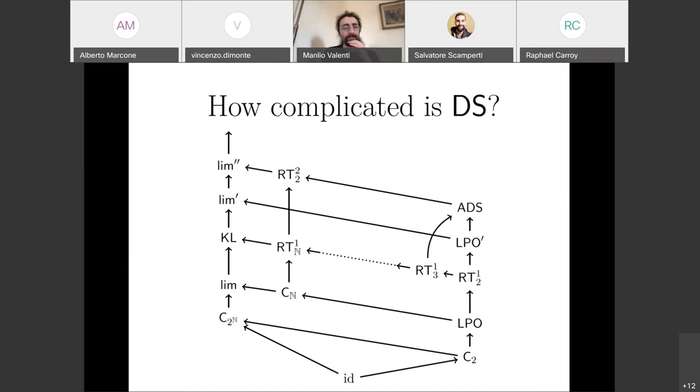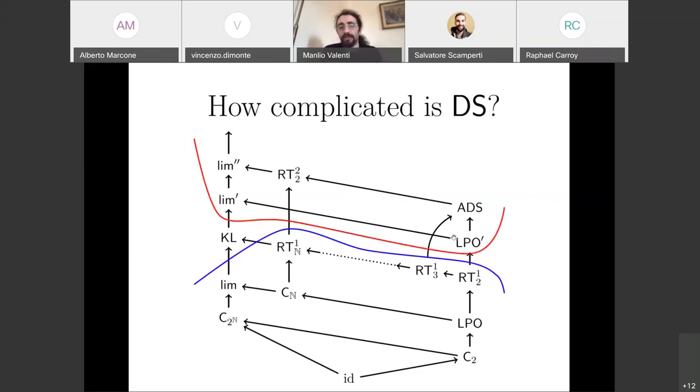The thing is that we know that DS only computes the things that are below the blue line. On the other hand, by transitivity, we know it does not compute LPO prime and therefore does not compute anything above the red line. In particular, ADS here, which I mentioned at the beginning of the talk, is going to be incomparable with DS. And as you can see from the picture, there's one problem left out of the picture, which is KL. We really don't know what's happening with KL.